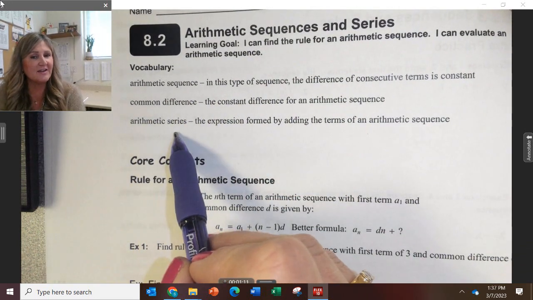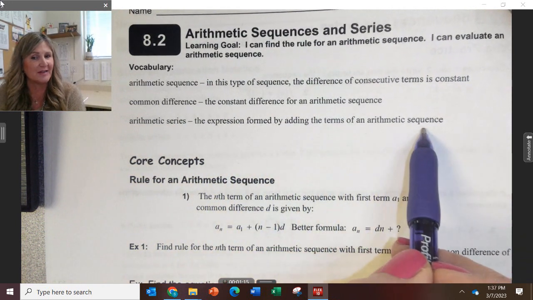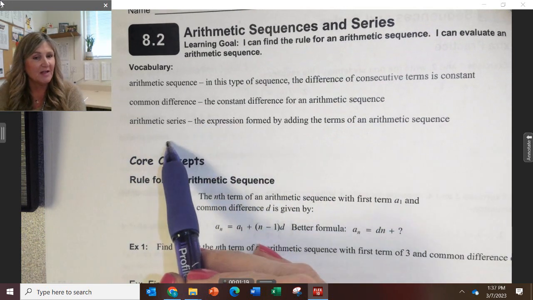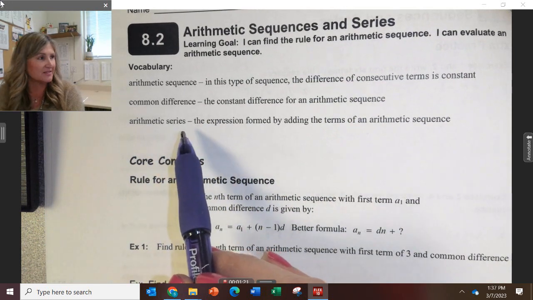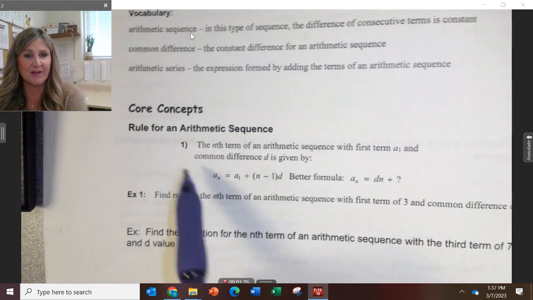An arithmetic series is going to be the expression formed by adding the terms of an arithmetic sequence. So we have the sequence and we just change it from commas to addition, and then it's going to be an arithmetic series. All right, so let's look at an example here.